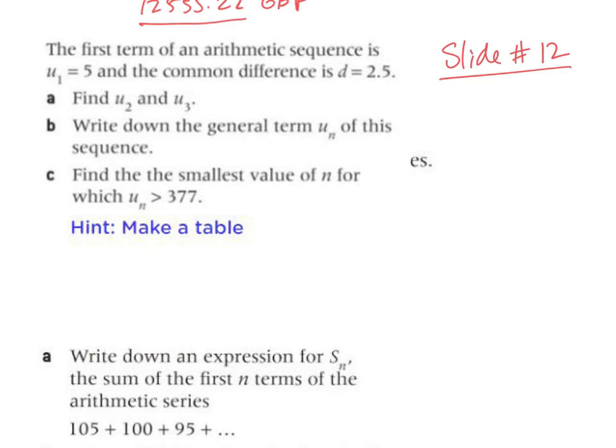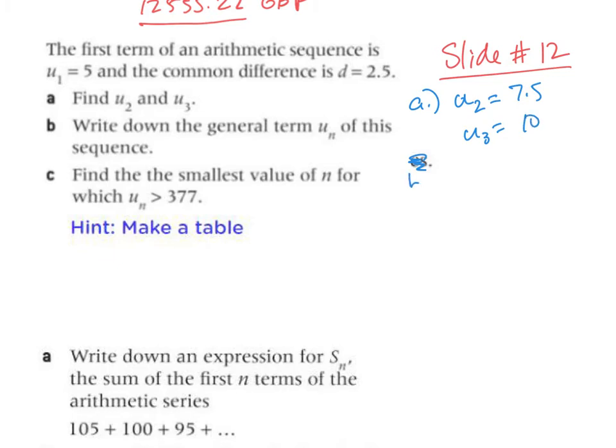Okay. Now let's take a look at slide number 12. It says the first term of an arithmetic sequence, u sub 1, is 5, and the common difference is d equals 2.5. Notice this is a positive common difference, so that means the sequence of numbers will be increasing in value. Find u sub 2 and u sub 3. Well, that's going to be pretty easy because u sub 1 is 5, so to find u sub 2, all I need to do is take u sub 1 and add 2.5 to it, so that would be 7.5. And then to find u sub 3, just add 2.5 to u sub 2, so that's going to be 10.